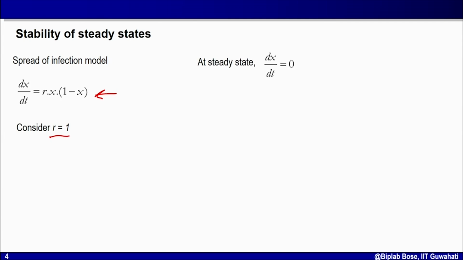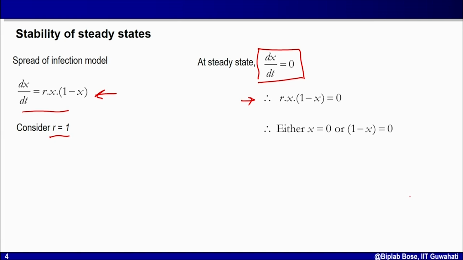Let us see. At steady state, by definition, dx/dt will be equal to 0. So at steady state, dx/dt equal to 0. That means from the ODE given here, I get r into x into 1 minus x is equal to 0. Now r is equal to 1.